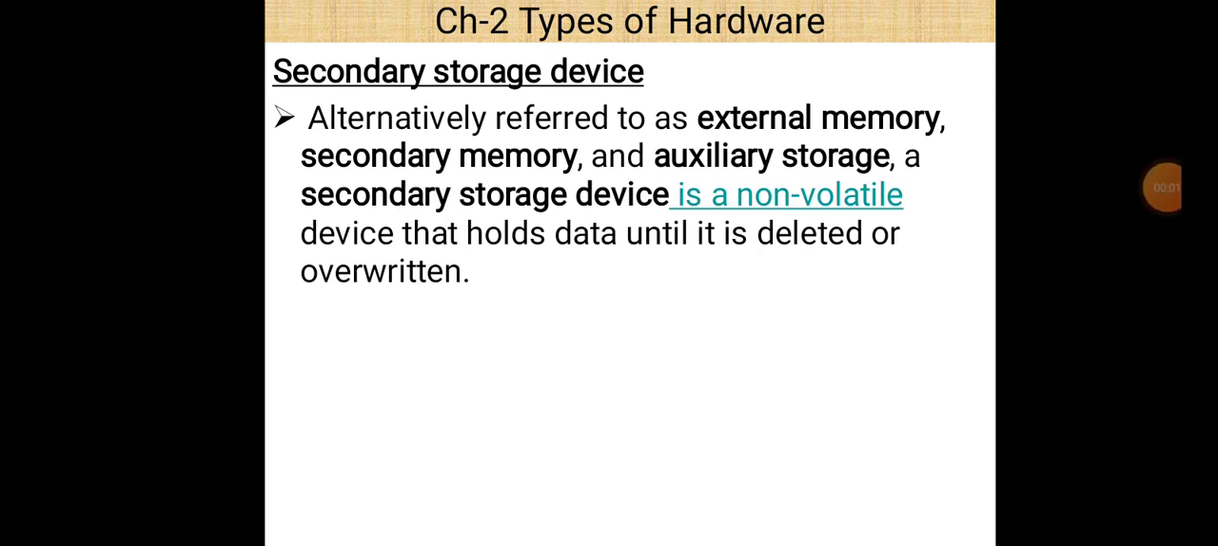Good morning, students. Today our topic is computer system, and in this lecture we are going to discuss types of hardware. Our focus is on storage devices. First of all, what is a secondary storage device?